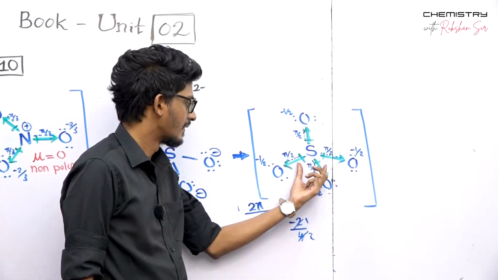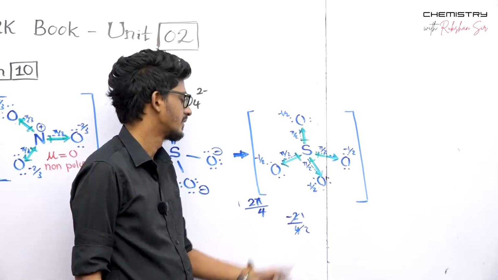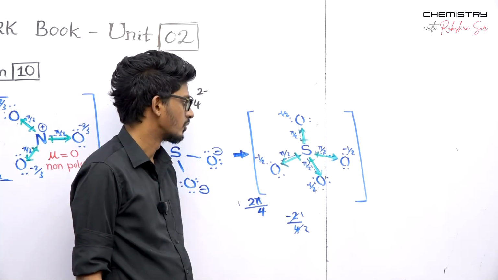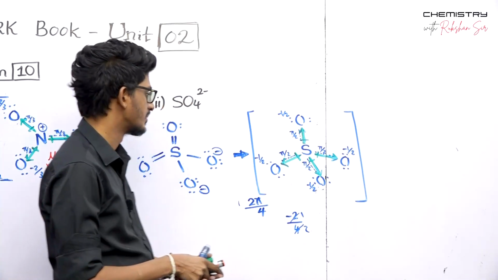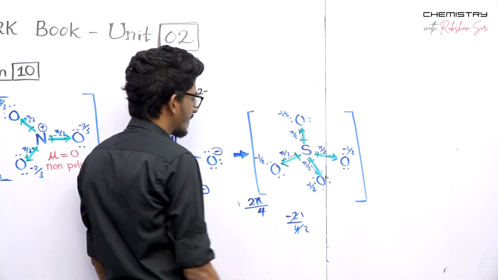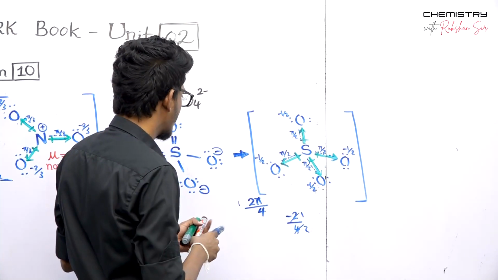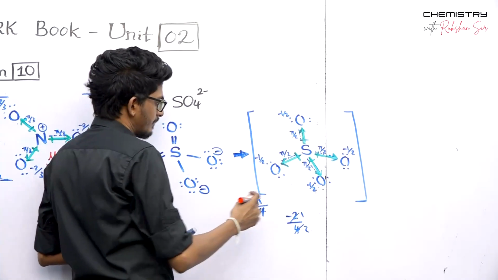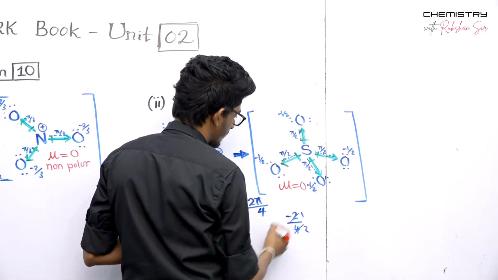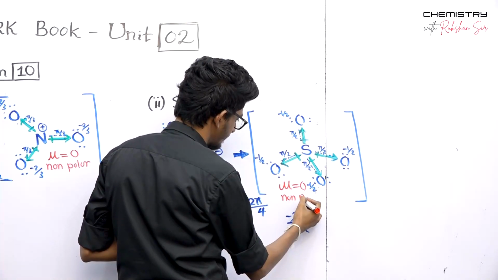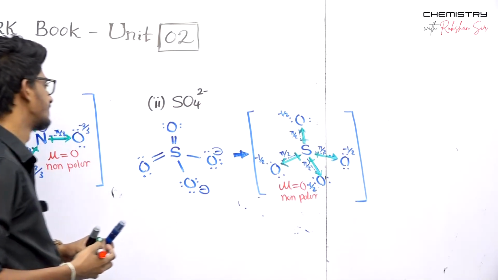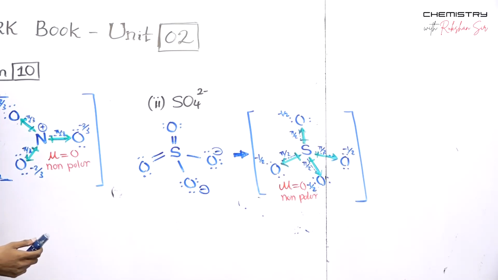Where the central atom is without a lone pair and with 4 similar connected groups, this can be referred to as a perfect shape, when the central atom is not with any lone pairs and all the connected groups are the same. Those are referred to as perfect shapes. For perfect shapes, the net dipole moment is 0. So this is also non-polar. That is for the SO4 2-, right?